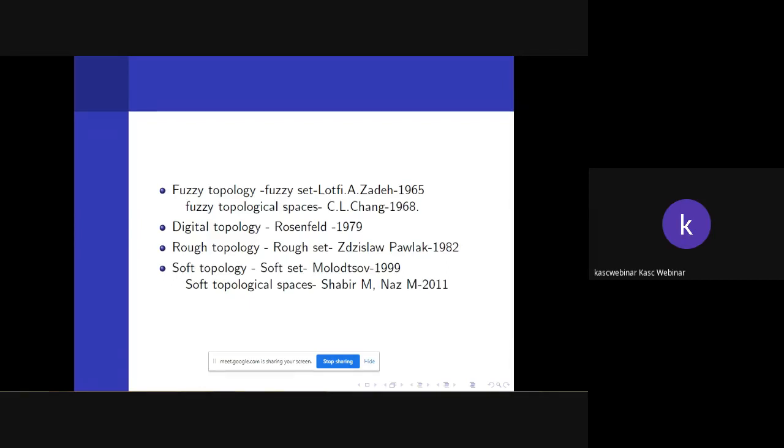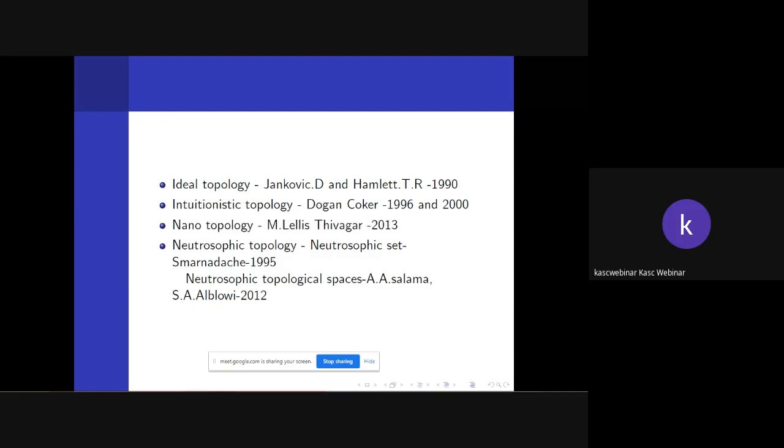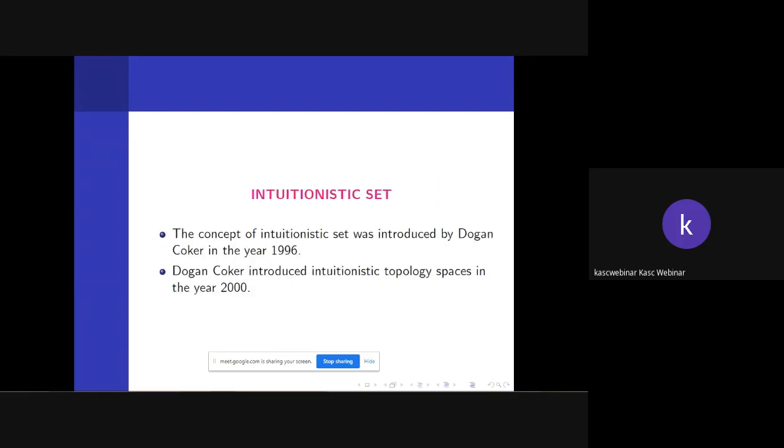Rough set was introduced by Pawlak in 1982, and it was put on topological spaces by Lellis Thivagar, I think. Soft set was introduced by Molodtsov in 1999, and Shabir and Naz introduced soft topological spaces in 2011. Ideal topology was introduced by Jankovic and Hamlett in 1990. The topology I'm going to deal with is intuitionistic topology, introduced by Doğan Çoker. He introduced the intuitionistic set in 1996, and it was put in topology in 2000. Lellis Thivagar introduced nano topology in 2013. Neutrosophic set was introduced by Smarandache in 1995, and neutrosophic topological spaces were introduced by Salama and Alblowi in 2012.